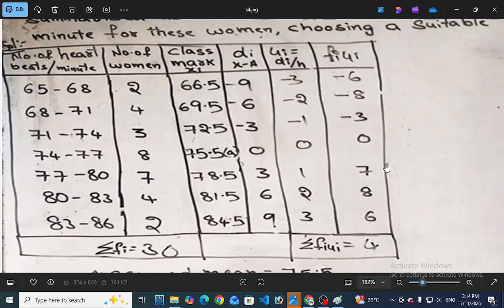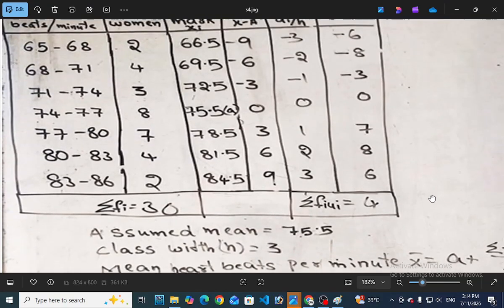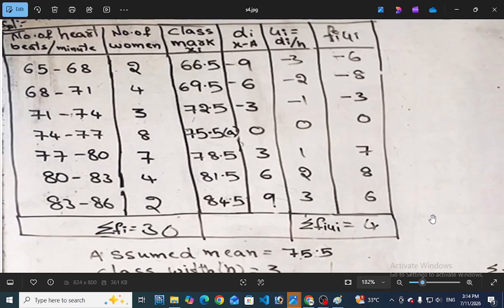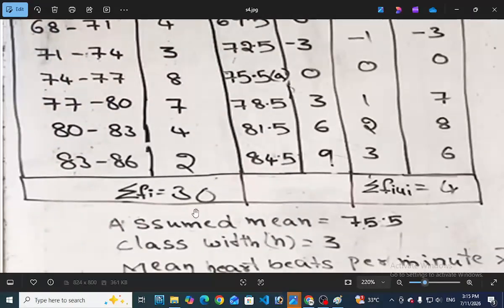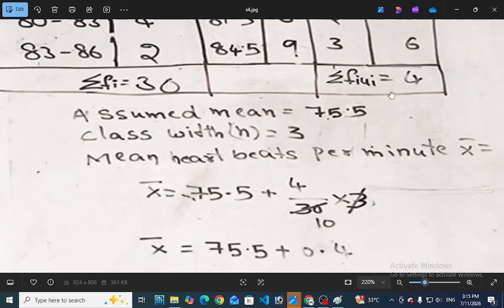After getting the products of the frequencies and step deviation, we have to find the sum of them. So minus 6, minus 8, minus 3, 0, 7, 8, 6. These are the values of the products of the frequencies and step deviation. If we add these, we get the sum of fi ui equal to 4, and the frequency sum we got as 30. So sigma fi is equal to 30 and sigma fi ui is equal to 4.